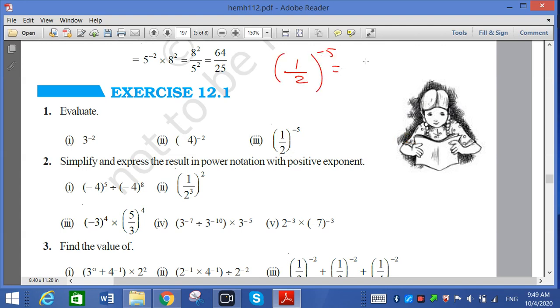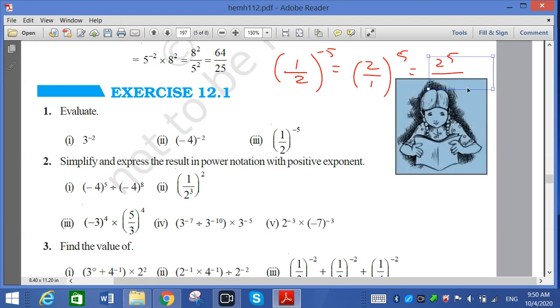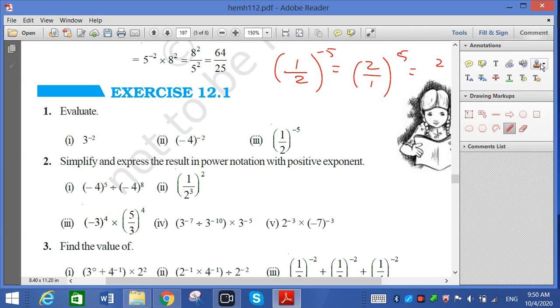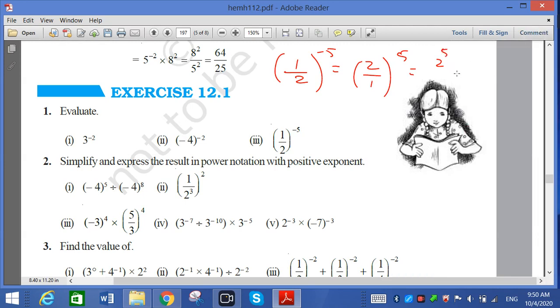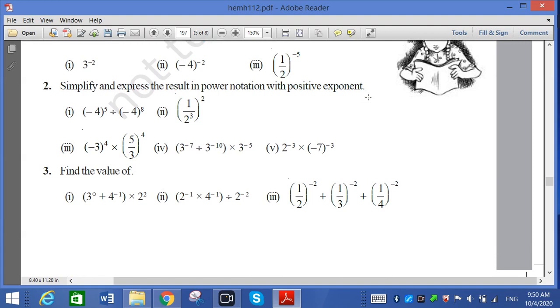Now a negative power is there, I have to reverse it to remove this negative sign. So now 2 the power 5 upon 1 the power 5, that is 2 the power 5 upon 1. So 2 the power 5, that is 32. So that is exercise 12.1 question number 1. There are more sums that we have to do.